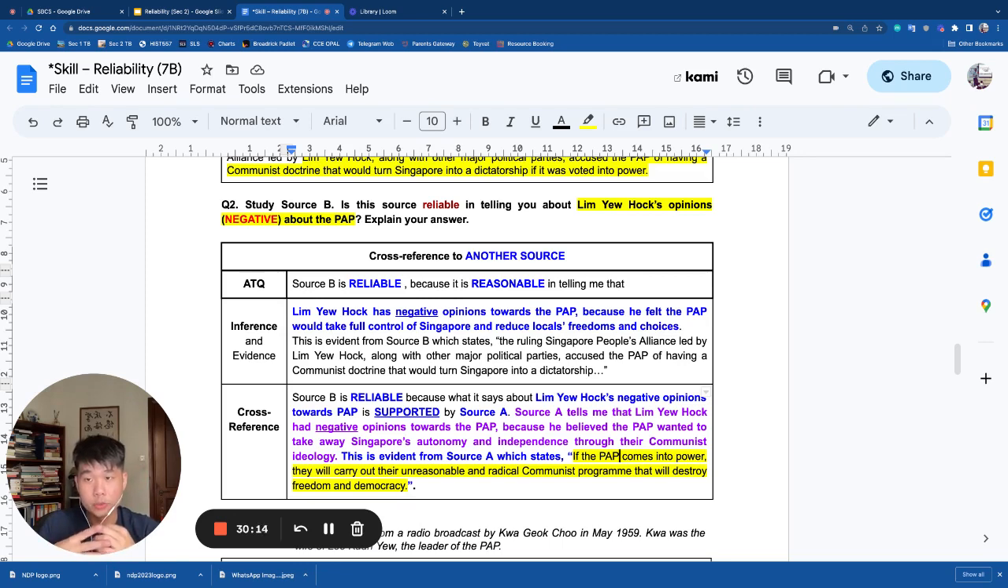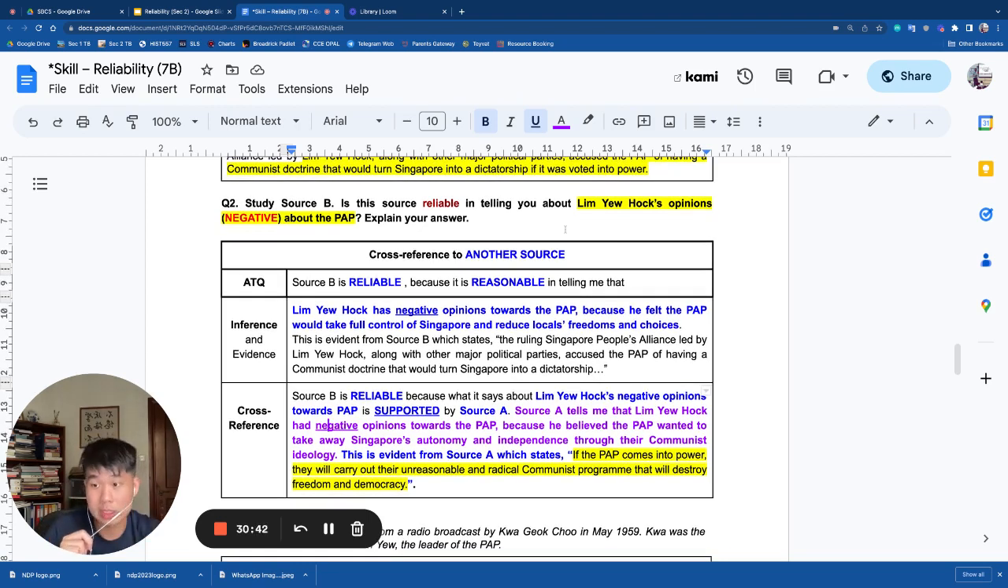So, through question 1, through question 2, I hope I have demonstrated to you the two techniques of cross-reference, either cross-referencing to your own knowledge or to another source. The important thing, as always, is to remember the three steps to reliability: ATQ, inference, and cross-reference. Of course, these are the writing steps. In terms of the thinking, you would do the inference first. You figure out, what's the source saying, and then you figure out your own cross-reference. What do you know? Is it a support or a contradict? And from there, you conclude: is it reliable or unreliable? Trust or do not trust.